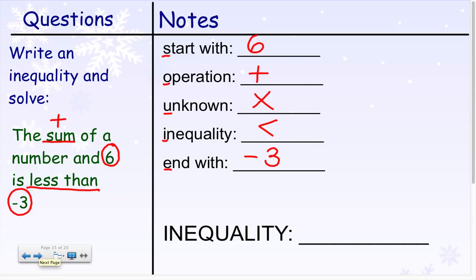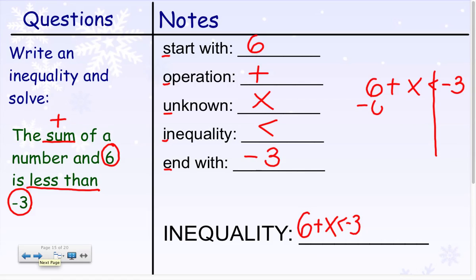Now I've got a nice inequality written out for me. 6 plus x is less than -3. So if I want to solve that, draw my train tracks, subtract 6 on both sides, and I'm left with x is less than -9. We are going to use SOUIE every single time we write an inequality problem.